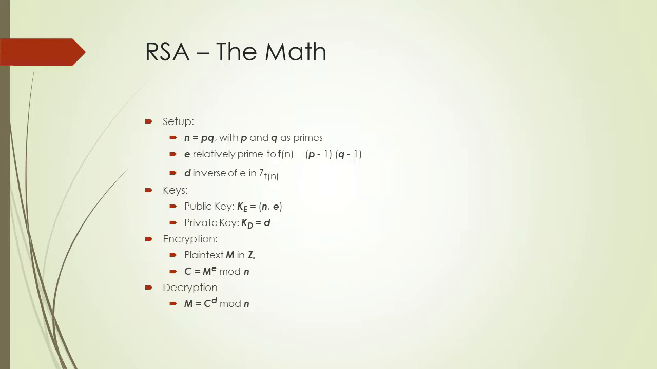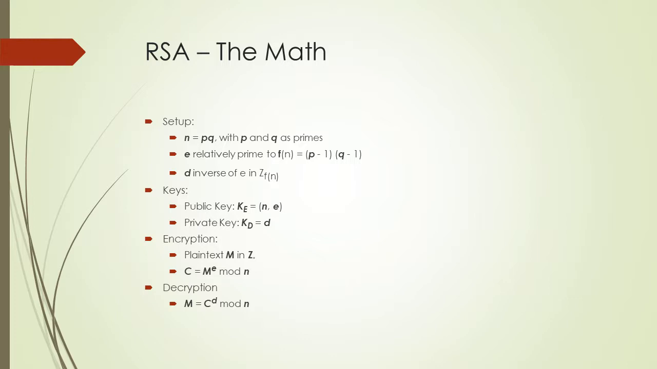D, which will be our decryption value later on, will need to be an inverse of E. So your public key, in this example, is a combination of the n and e values, so your p times q along with your relatively prime value. Your private key will be the d value that we have, so that will be your direct decryption value.